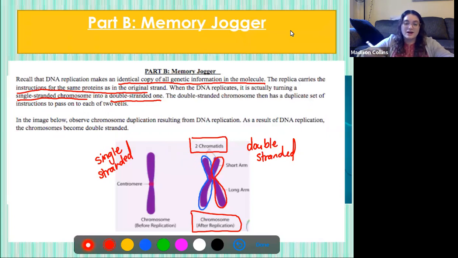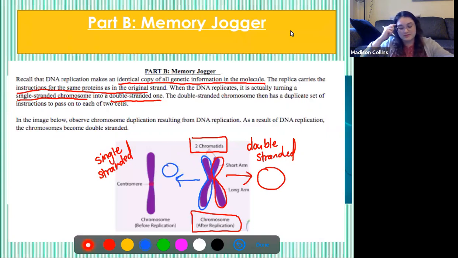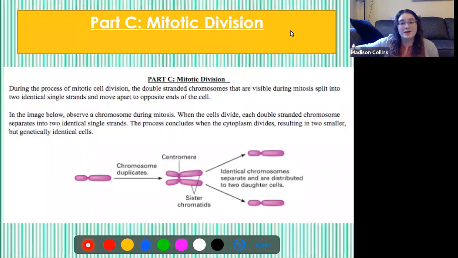But unfortunately, these sisters don't get to stay together forever. They are going to be separated when this cell eventually divides. And so what ends up happening is one chromatid is pulled into one cell and the other chromatid is pulled into the other, so that eventually those two cells have the same genetic content as this single-stranded chromosome that we started with.